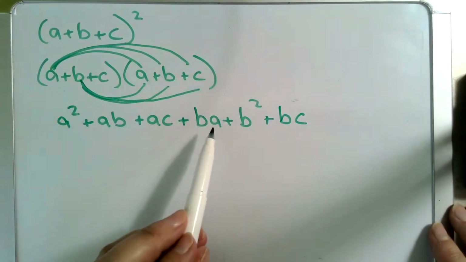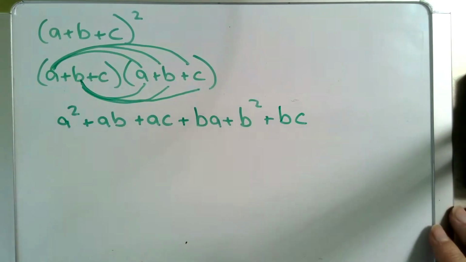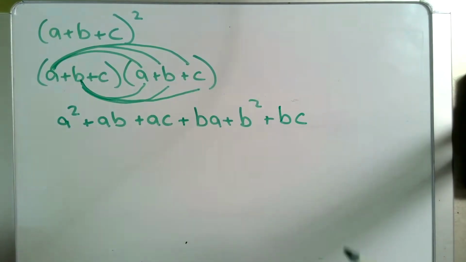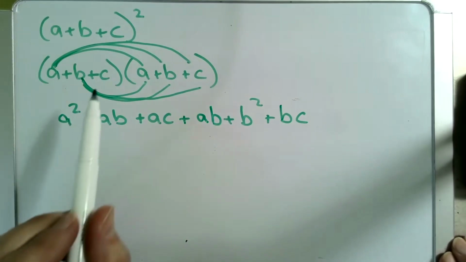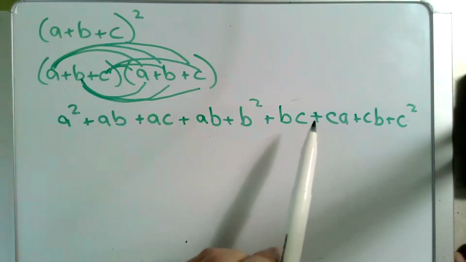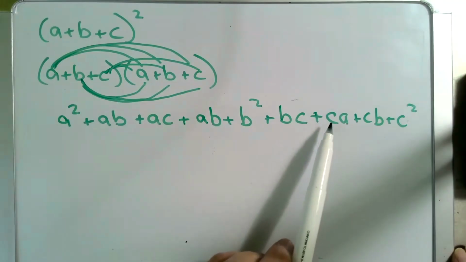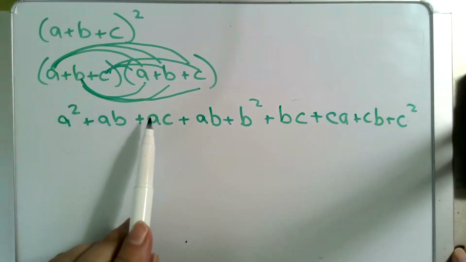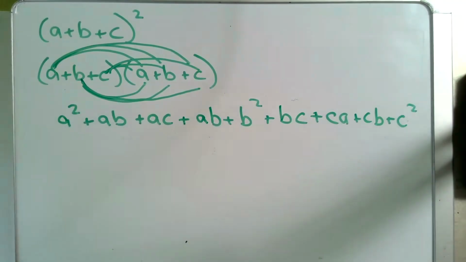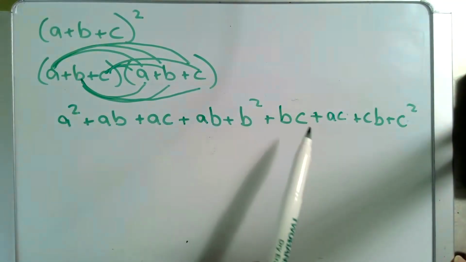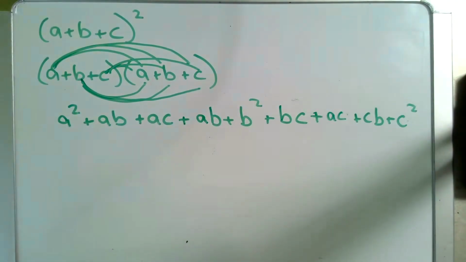Now, ba and ab, are those different things? Nope, those are the same things because multiplication is commutative. You can switch the order. So I'm going to actually do that now for clarity's sake. And now I'll do the final one with my c's. So plus ca plus cb plus c squared. So again, ca and ac, those are the same, so I'm going to write them in that direction. And same thing, cb and bc, those are the same, so I'm going to write them in the same direction.